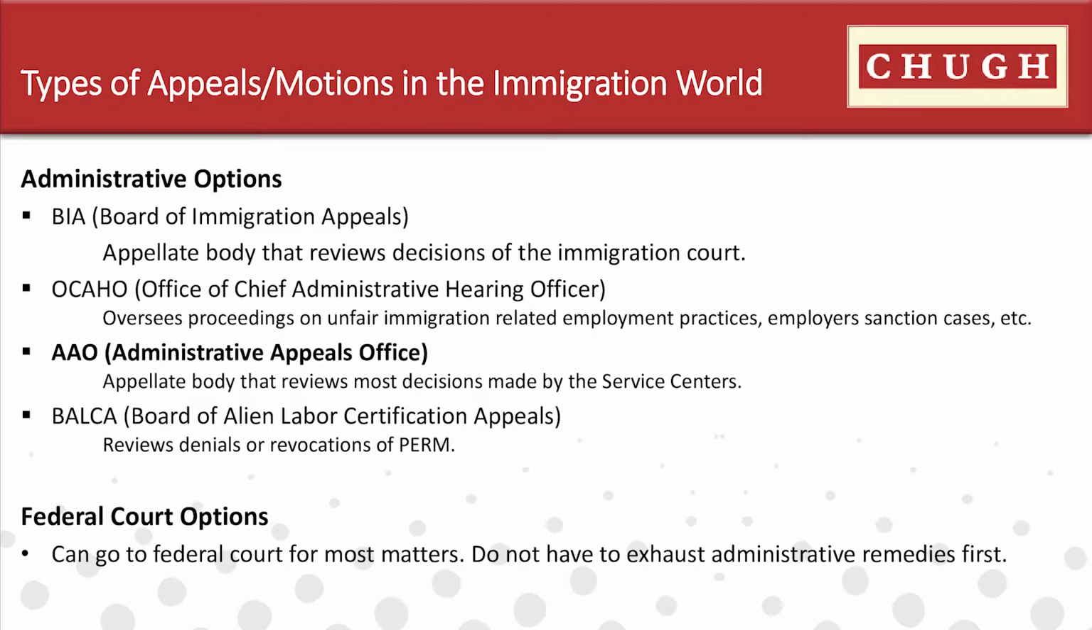Then you have the AAO, the Administrative Appeals Office, and that's really the office that we deal with a lot for our type of cases, the employment-based cases. The AAO is the appellate body that reviews the majority of decisions made by the service centers. When you have a denial on a petition, such as an I-129 or an I-140 petition, this is the agency that you would go to.